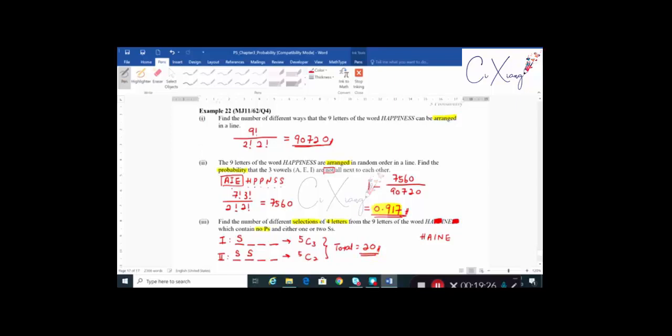Alright, okay, so this is how we actually use combination and permutation to try and get the probability answer. Alright, so maybe before you answer this kind of question, just make sure that you go and do a simple revision on chapter 2 first. Alright.